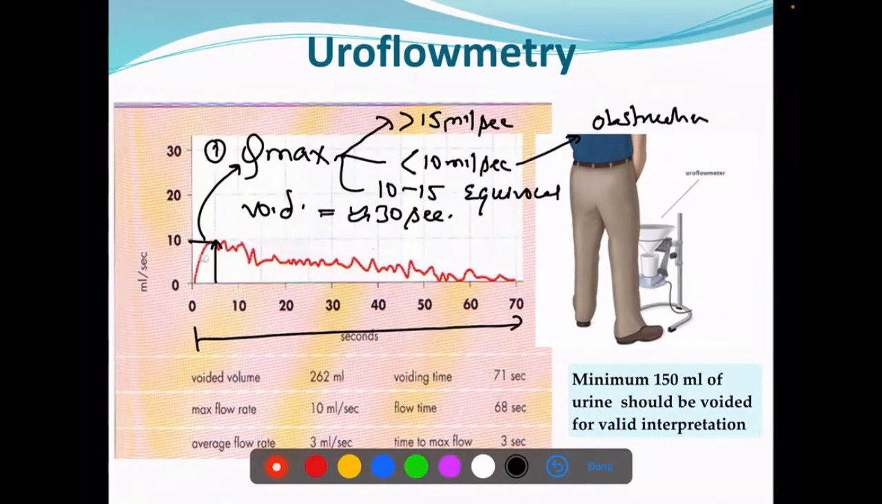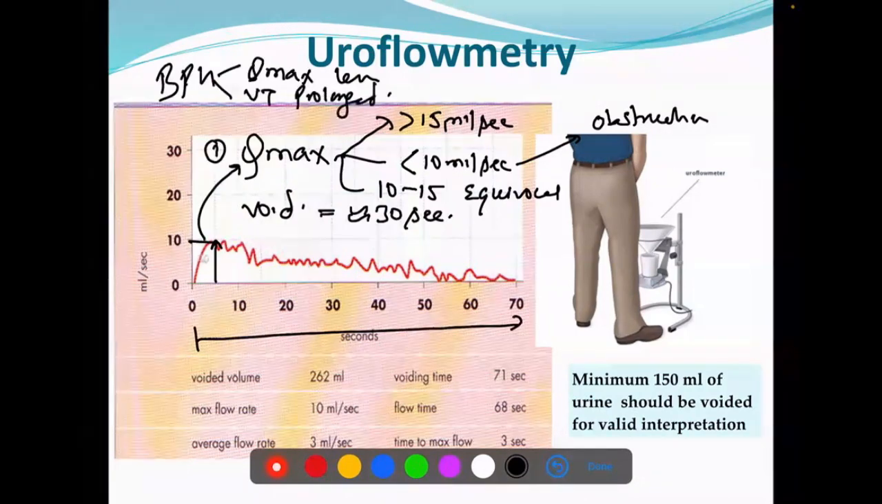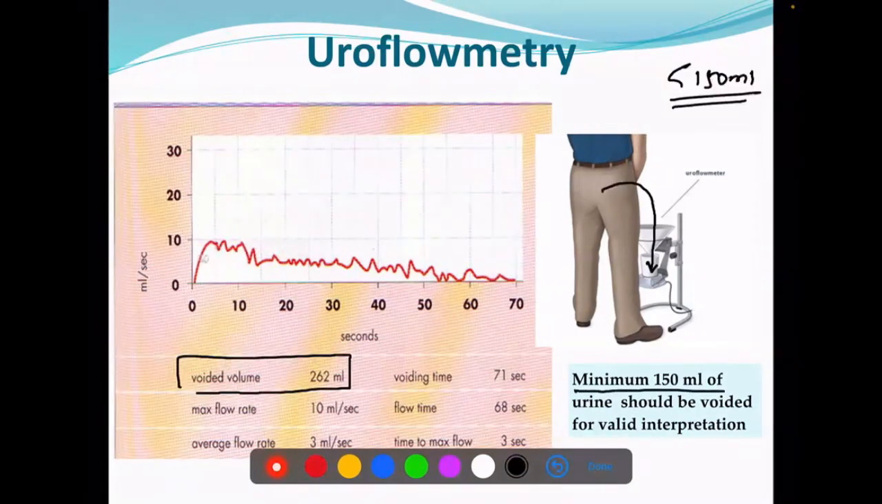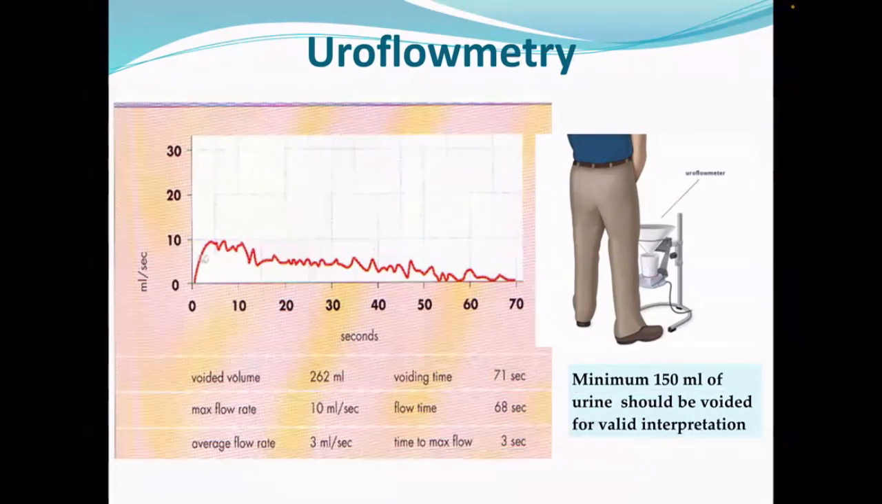So in the case of BPH, usually the Qmax is less, usually less than 15 or less than 10, and voiding time is prolonged. Prolonged means more than 30 seconds. So for a valid interpretation, the patient must pass more than 150 ml of urine. So first, always see this one.